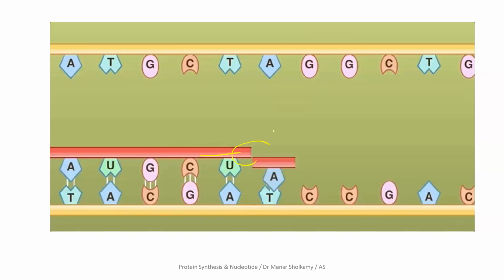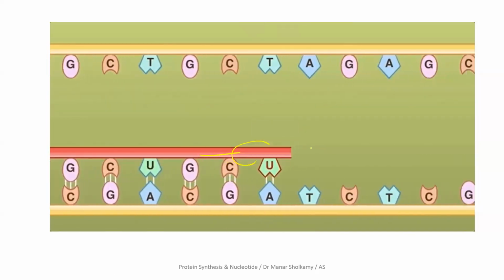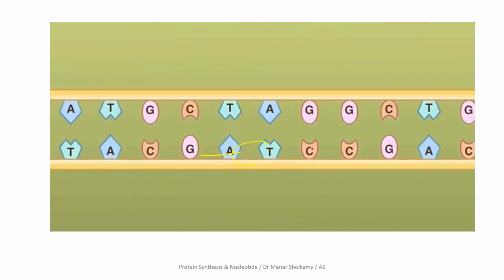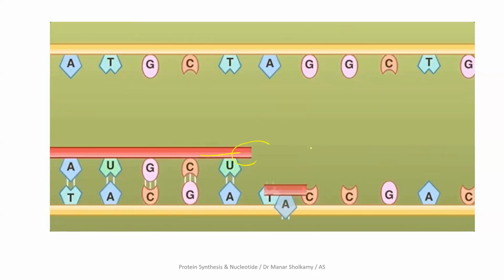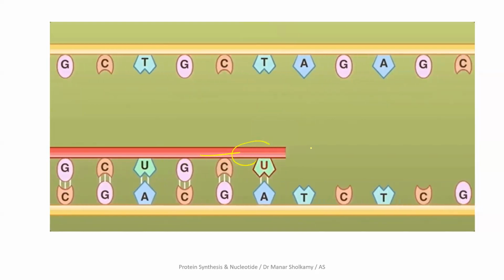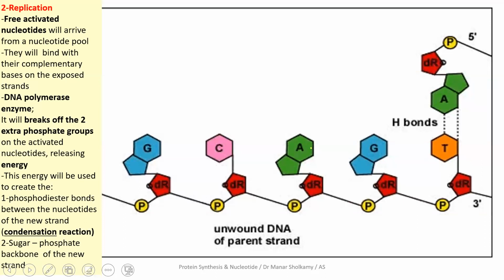They will come and bind to the exposed bases according to the complementary base pairing. Here, the DNA polymerase enzyme is doing the work. It is doing a lot of things. Creating the phosphodiester bond, creating the sugar phosphate backbone. It is proofreading that the bases are complementary. Nice, okay, but it will bind to the 3' end to build the new complementary strand from the 5' to the 3' direction. I think you memorized it now.